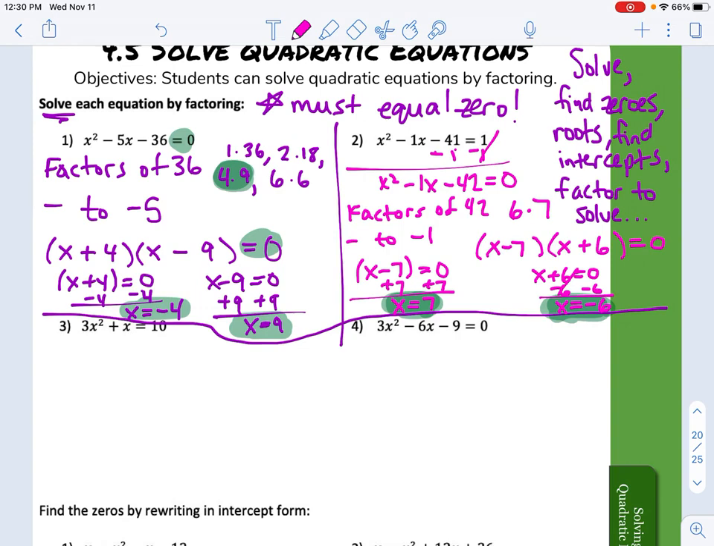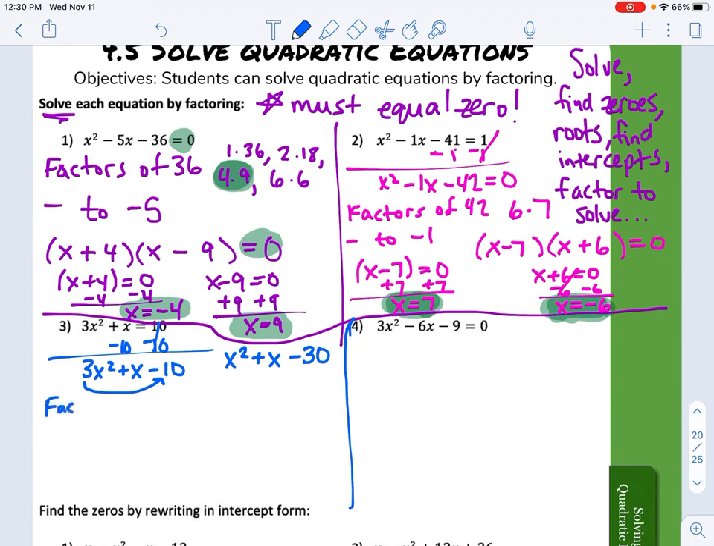All right, problem 3, also similar to problem 2. We don't have it equal to 0, so we need to subtract 10 on both sides. We get 3x squared plus x minus 10. Check for a greatest common factor, since there is an a value that's different than 1. There's not a greatest common factor, so we can go ahead and do the slip and slide method. So we slip the 3 back, we get x squared plus x minus 30.